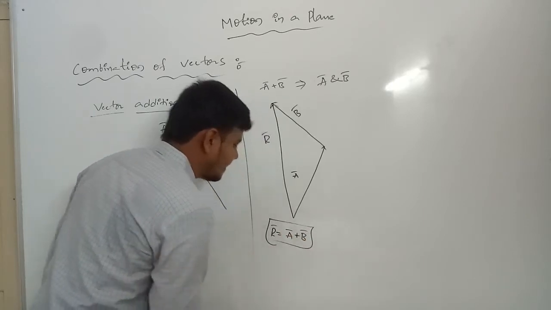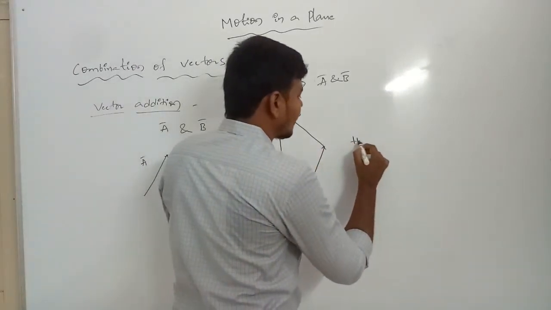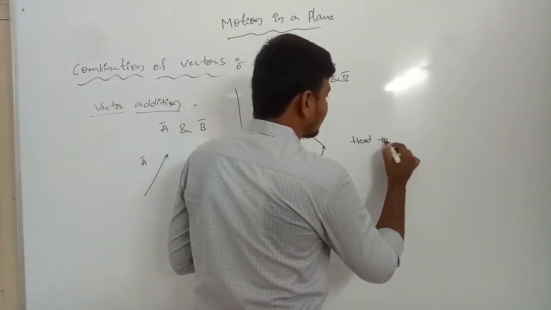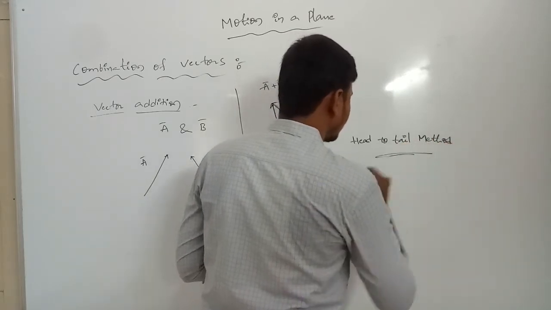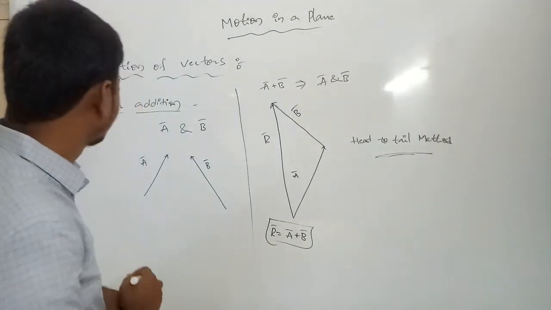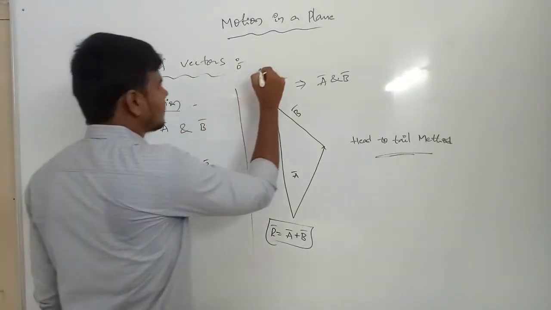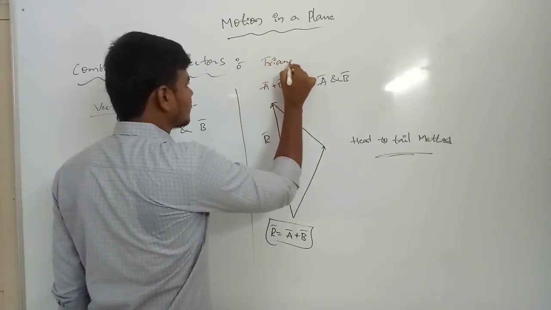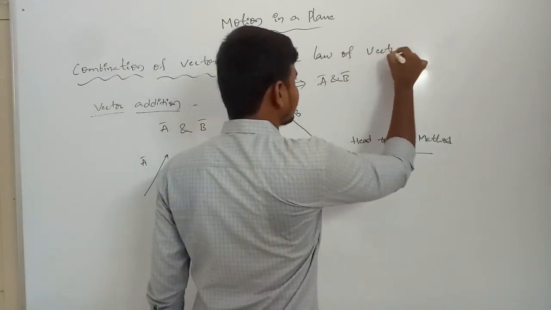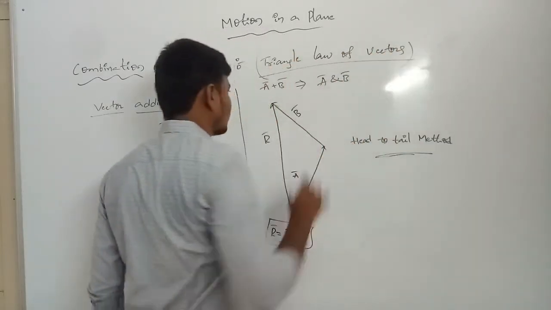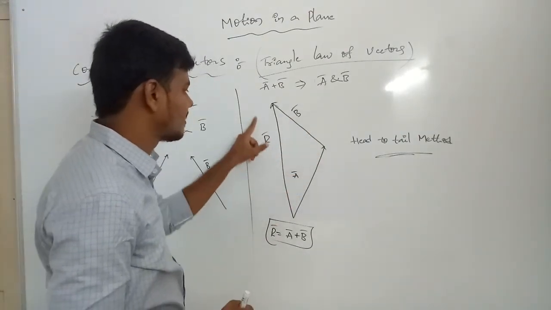Now this is the addition vector. These vectors we are introducing only head to tail method. Which method? Head to tail method. Okay, these vectors, again the name of triangle of vectors. Which vectors? Triangle law of vectors. Okay, clear? Triangle. The first one A vector, second one B vector, the resultant vector R bar.